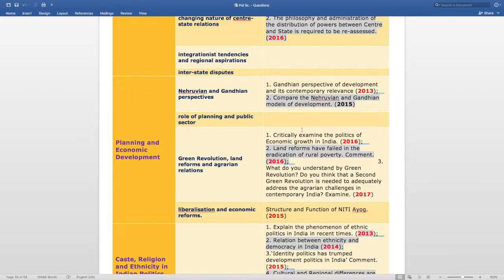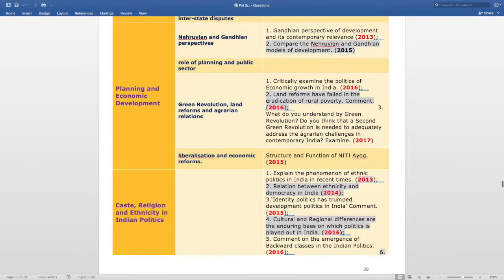The subtopics integrationist tendencies and regional aspirations and interstate dispute. There are as such no questions from these two subtopics in the last 5 years. The next topic is planning and economic development.